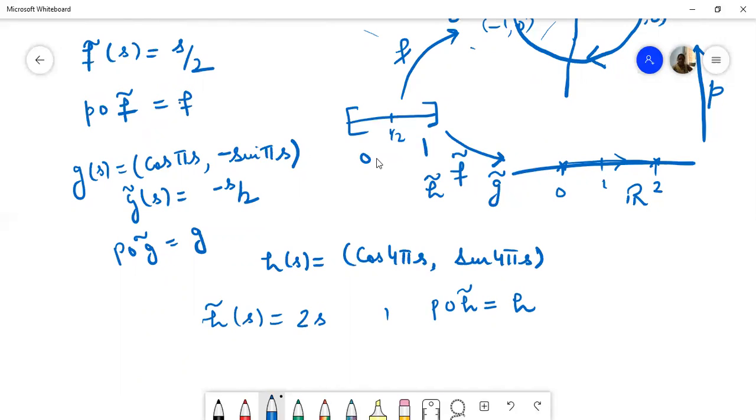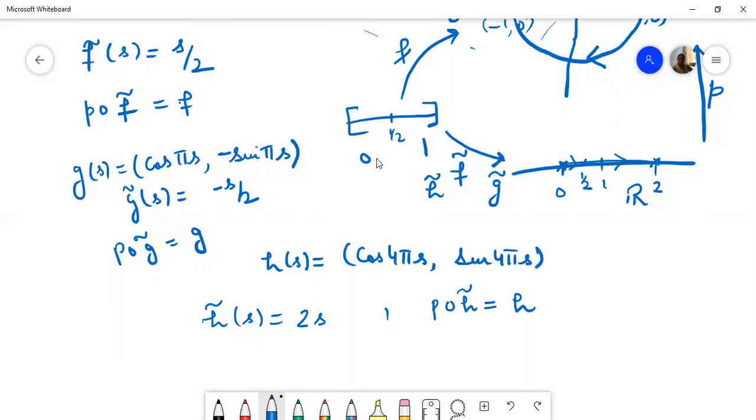So now we can see that if we define F by cos πs, sin πs, then the lifting map F curl is defined by s goes to s/2. It means the path F curl, which is the lifting of F, starts at point 0 and ends at point 1/2, because the image of 0 under this F curl is 0, and the image of 1 is 1/2. So this is the path along this straight line from 0 to 1/2.